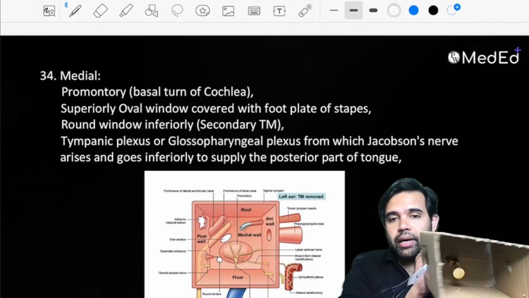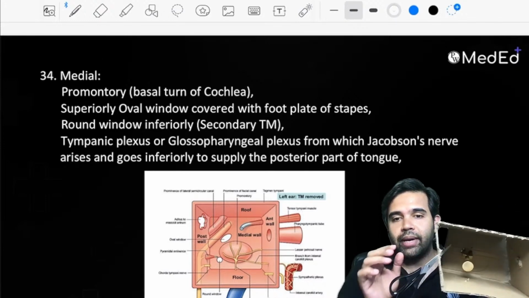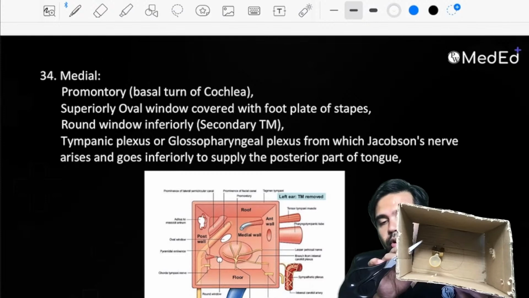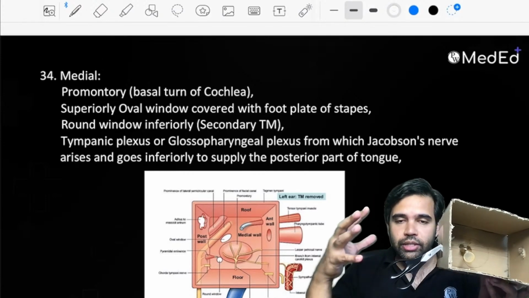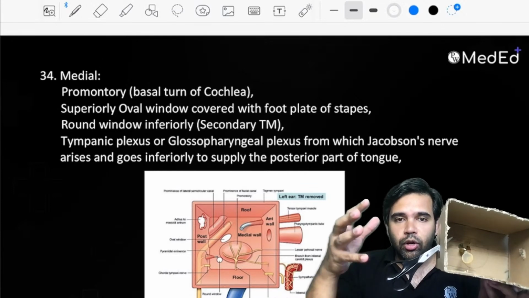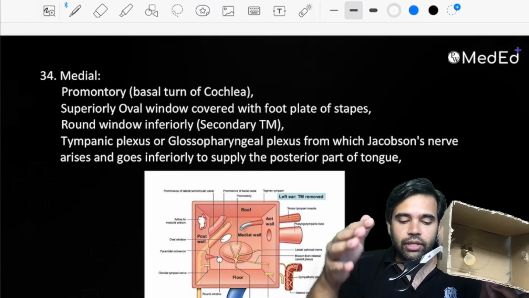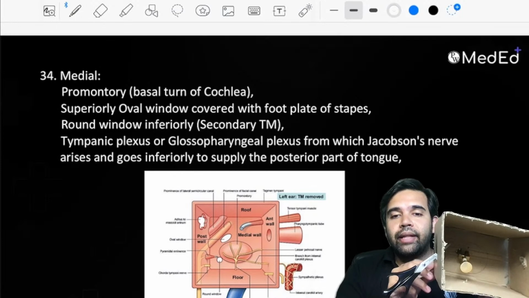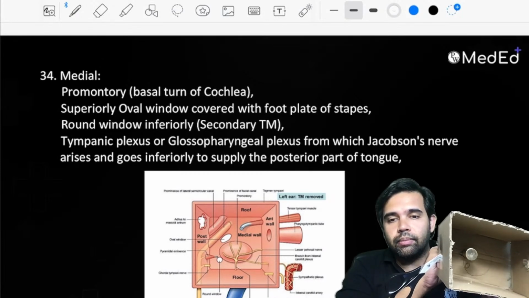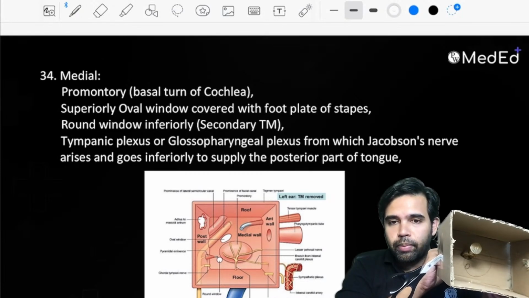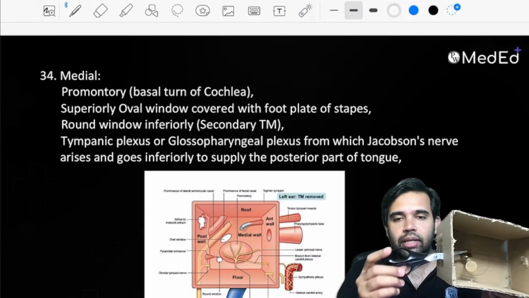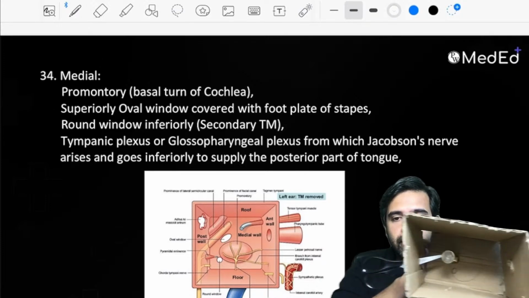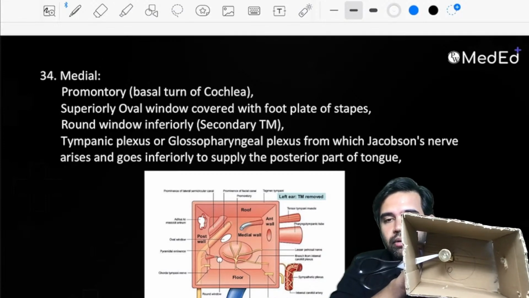Medial is this part which you can see, the promontory, where I made this little circle over here. That is the promontory, the basal turn of the cochlea. And you will see a plexus of nerves called the Jacobson's nerve plexus, from the glossopharyngeal plexus, that forms the Jacobson's nerve that goes down. And then you have this oval window where the footplate of stapes is, and you have the round window, which is that circular thing that I have made below it, right? So this is all the medial wall.